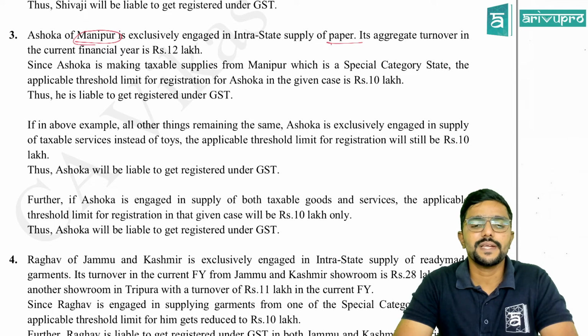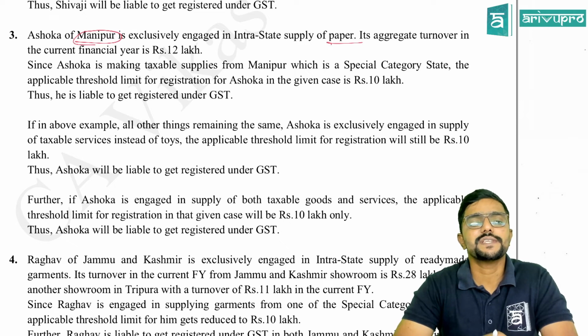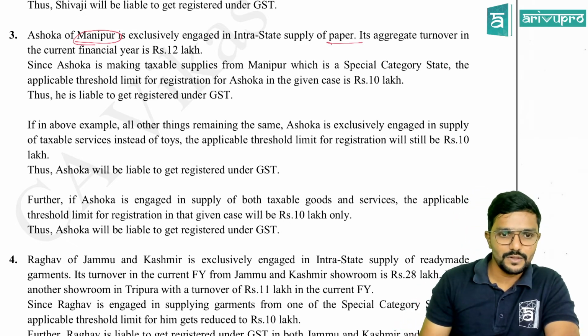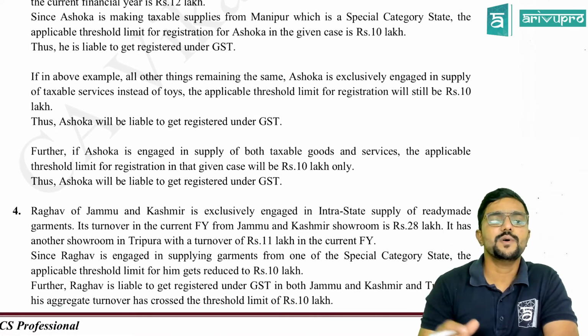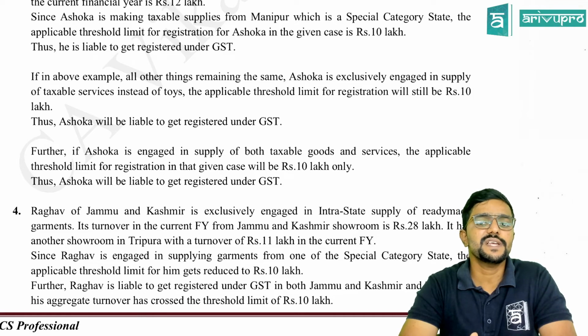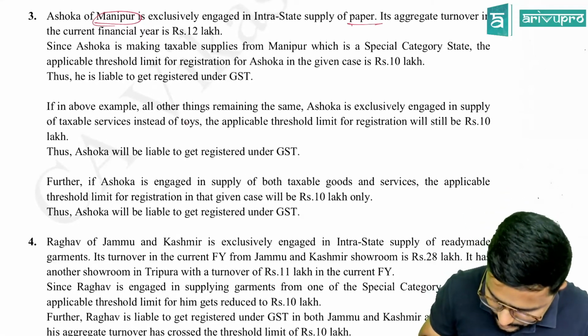Since Ashoka is making taxable supplies from Manipur, which is a special category state, the applicable threshold limit for him is 10 lakh. And that 40 lakh limit is also not applicable for him. So he has to get registered as his turnover has already crossed 10 lakh, guys. Next. If in the above example, all other things remaining same, Ashoka is exclusively engaged in supply of services instead of paper, not toys.